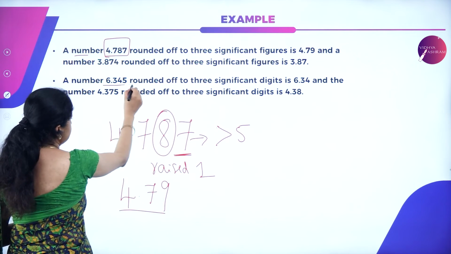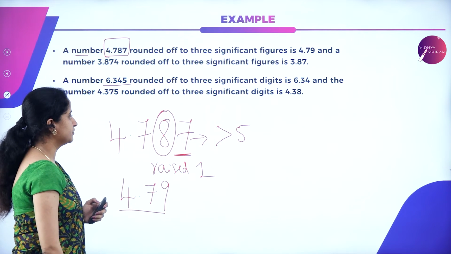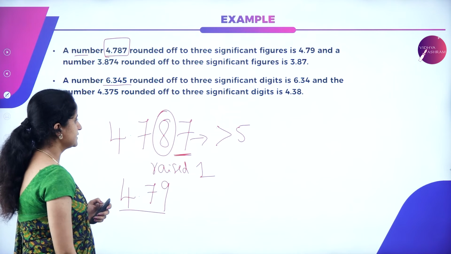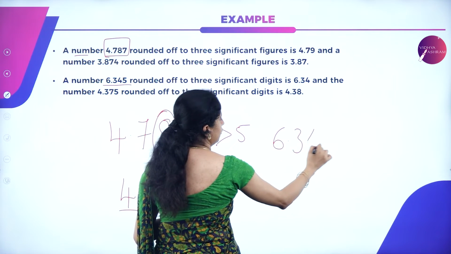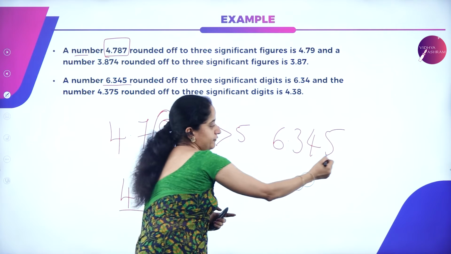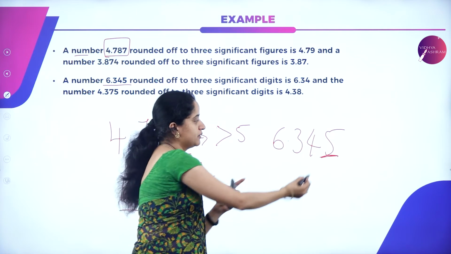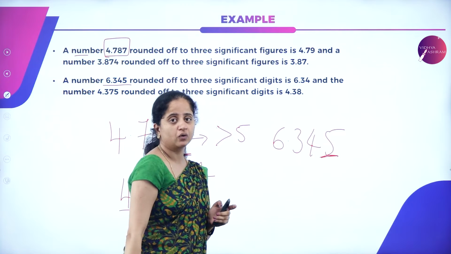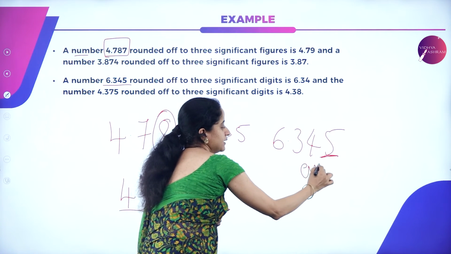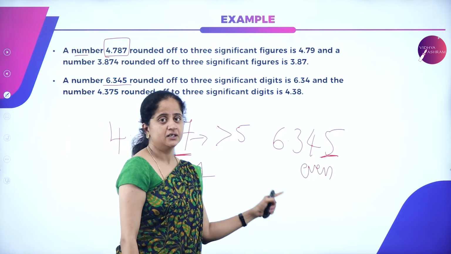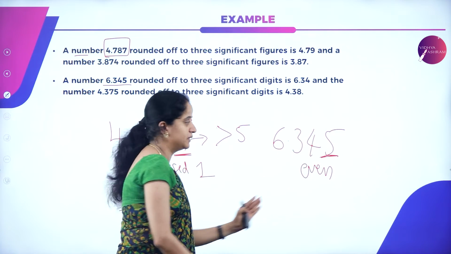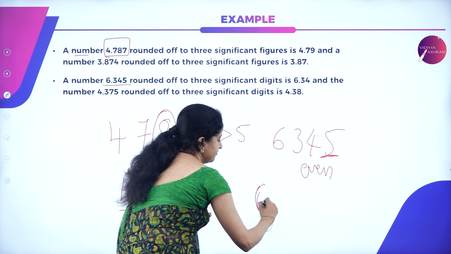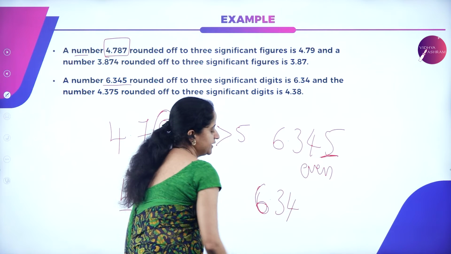Next, the number 6.345 rounded off to 3 significant digits, that is 6.34. How is it? It is 6.345. Here the number we have is 5. The preceding number of the 5 is 4. 4 is an even number. So when the preceding number is even, it remains unchanged, and if we round this off to 3 significant figures, we get 6.34.